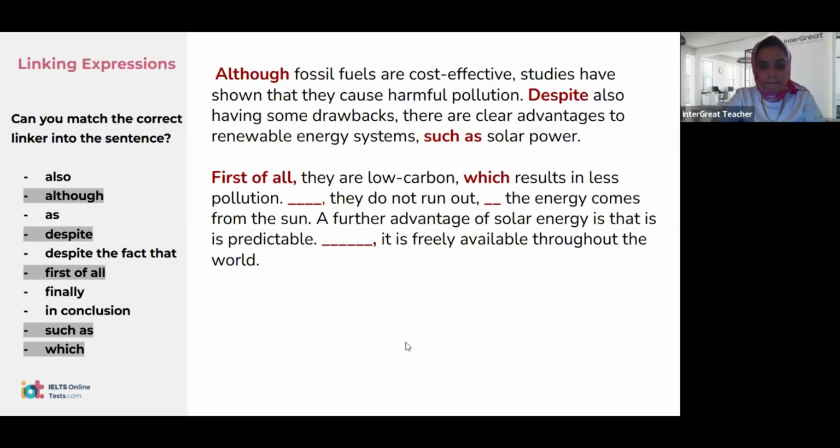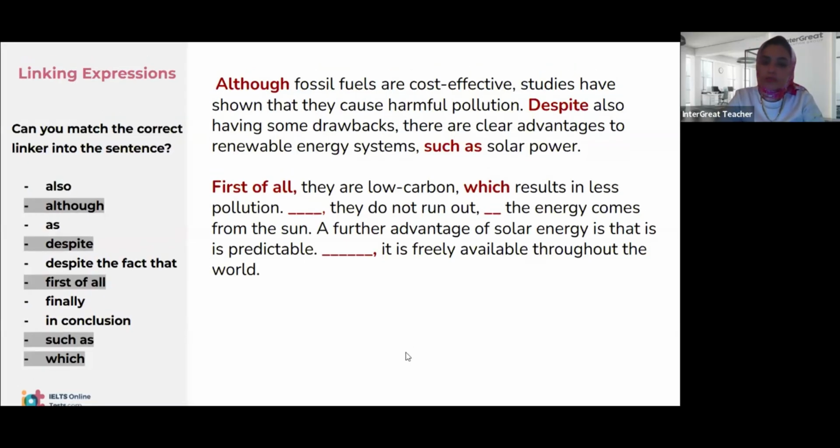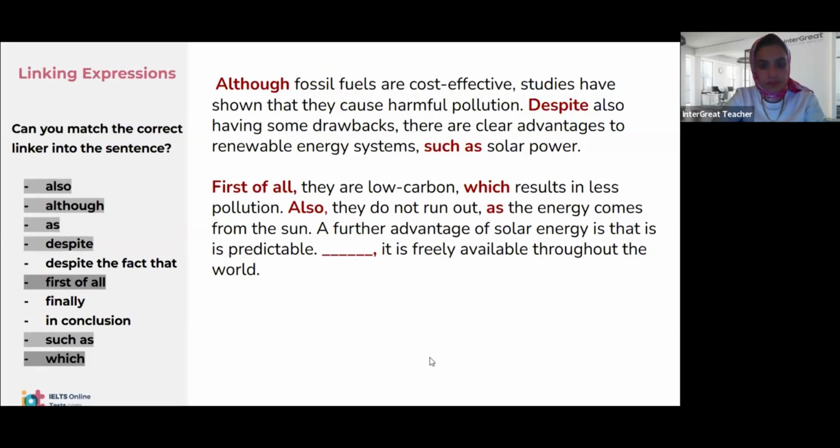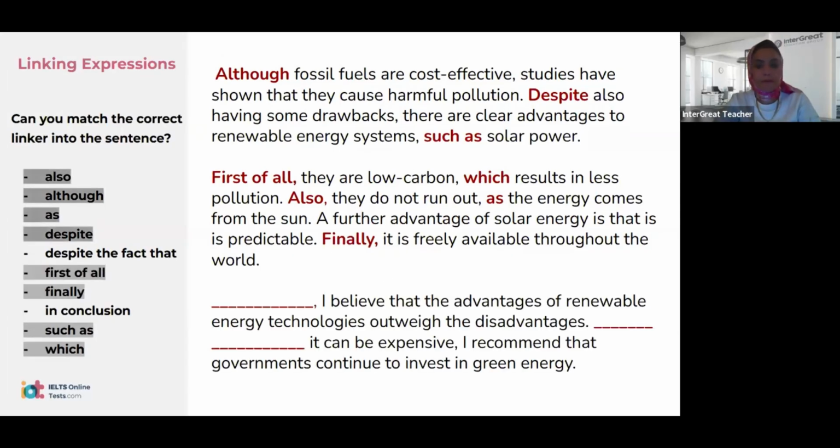Okay. Next, we have here also, right. So when do we use also? If you want to add a new piece of information. As, which means because, giving a reason, as the energy comes from the sun. A further advantage of solar energy is that it's predictable. What do you think will be used here? In conclusion? Right. Finally, or in conclusion, the same, no problem. Okay. One last exercise. Let's do this one.